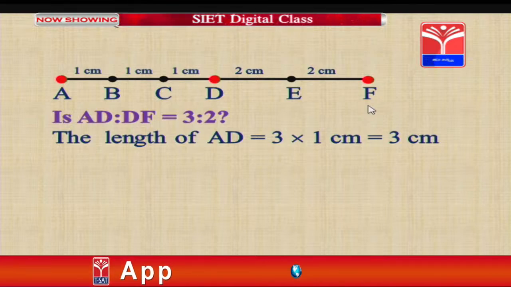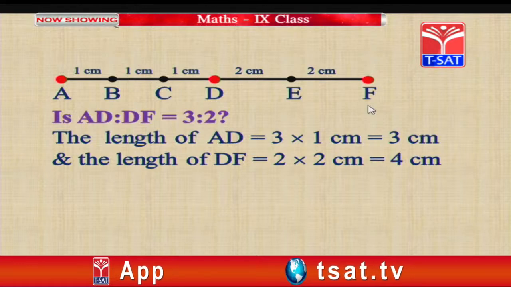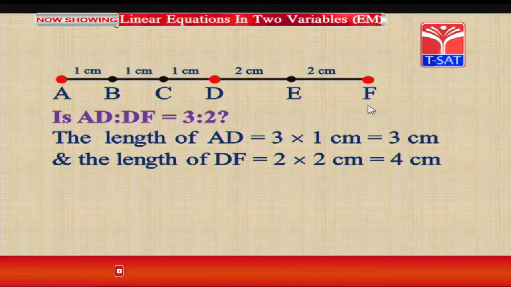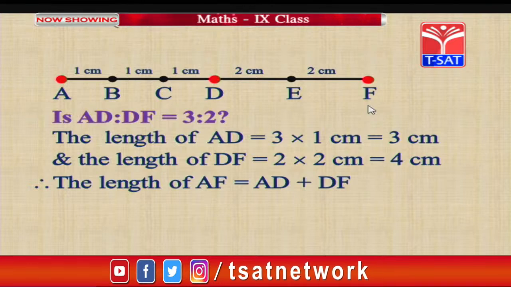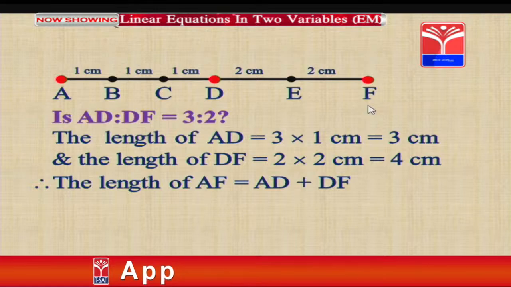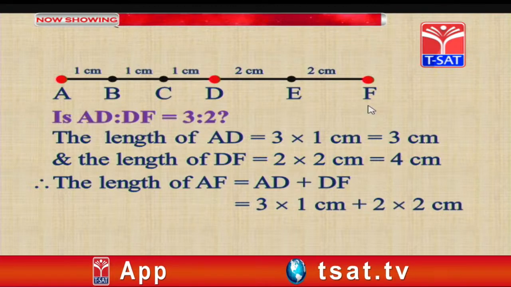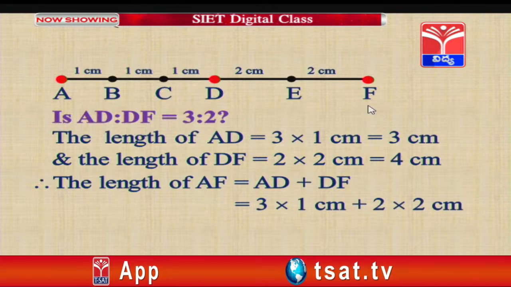3 centimeters. The length of DF, there are 2 parts, 2 into each part is how many centimeters? 2 centimeters, that means 2 into 2, that is 4 centimeters. When you are taking the total length, that is AF, it can be written as AD plus DF, which is 3 into 1 centimeter plus 2 into 2 centimeter.